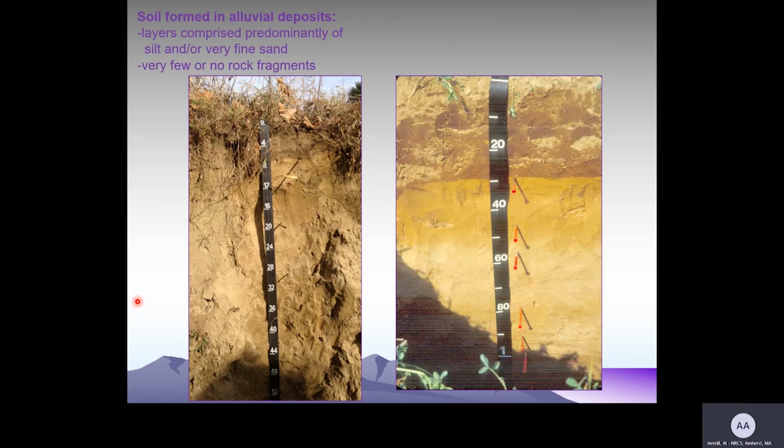What do the soils look like that form in these floodplains? In this alluvial parent material, again, they tend to be very high in silts and very fine sands. You tend not to find any rock fragments because that's not going to get carried into the floodplain by a flooding event. And often, if you look deep enough and closely enough, you might see some subtle changes in the coloration of the soil.